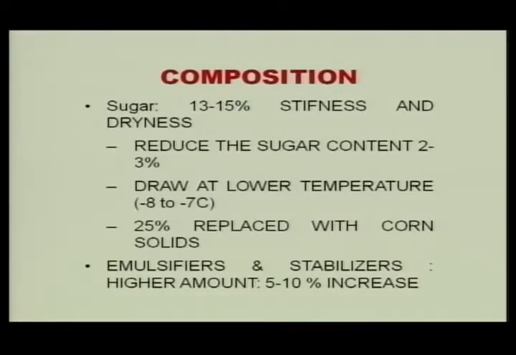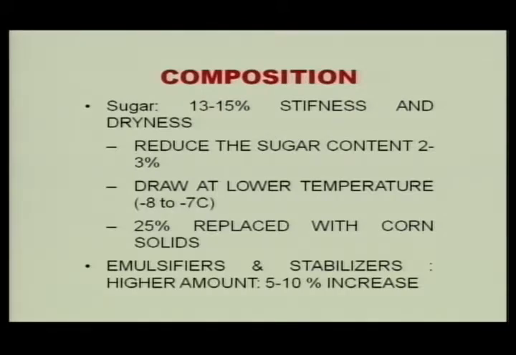It helps in avoiding the churning of fat, because of the longer mechanical treatment in Softy ice cream. Similarly, when we come to sugar, it should be 13 to 15%, and this is also 2 to 3% less as compared to ice cream. This plays an important role in the stiffness and the dryness. Now how can we have these characteristics? We reduce the sugar content by 2 to 3%.